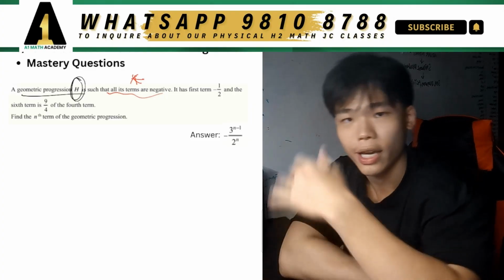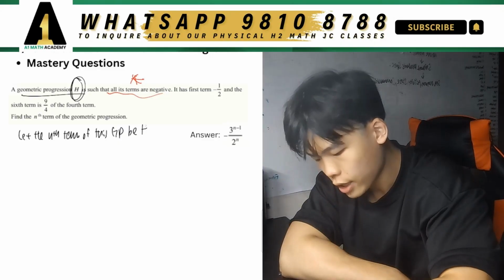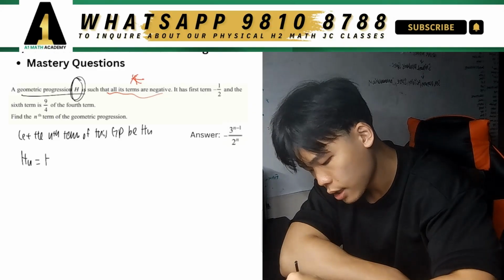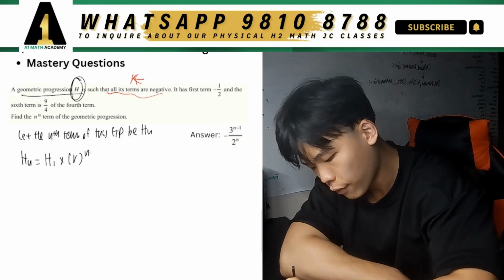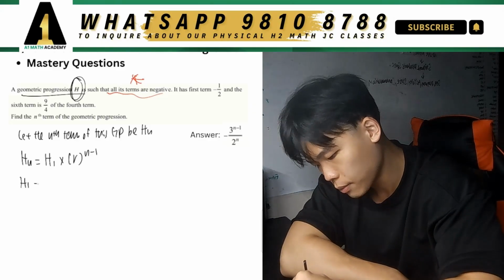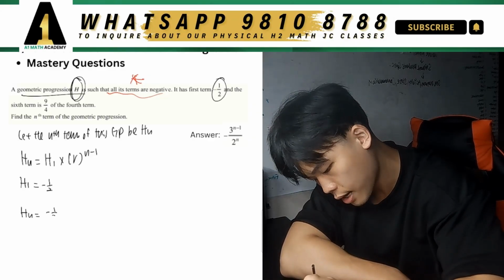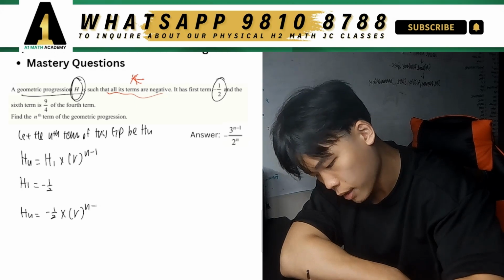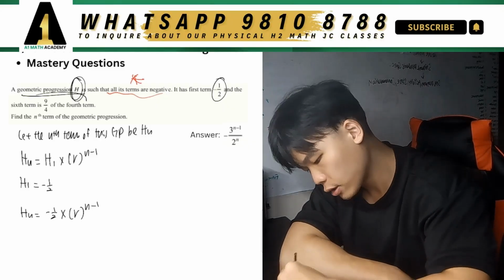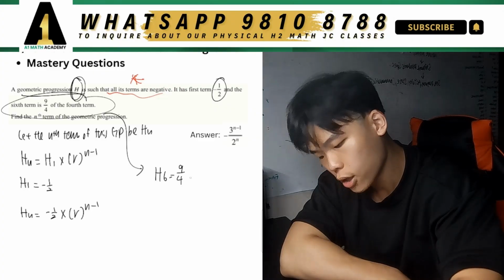So since it's called h, I'm just going to let the nth term of this GP be hn. Because it's h, that's why I follow it. Now, I know that hn is basically h1 times r to the power of n minus 1, where r is the constant ratio. And I know that h1, which is the first term, is negative half, as given by the question over here. So I know that hn is minus half times r to the power of n minus 1. So they tell us that the sixth term is 9 over 4 of the fourth term. So this sentence over here tells me that my h6 is 9 over 4 of my h4.